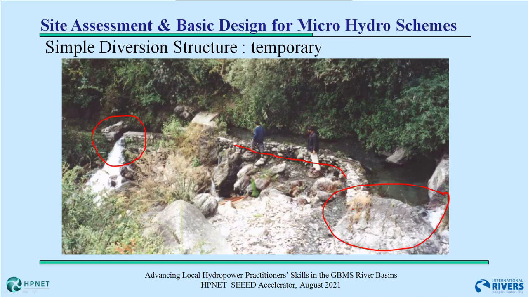The beauty of such temporary diversion structures, especially in wild mountain streams, is that even if it gets damaged by a flash flood, which happens almost every year, it is very easy to put these things back in place. Imagine if you have built these things with concrete, and if the concrete is damaged, it takes a lot of effort and a lot of money to repair the concrete dam. Whereas a simple stone dam like this one can be easily repaired quickly using local labor and local skills.